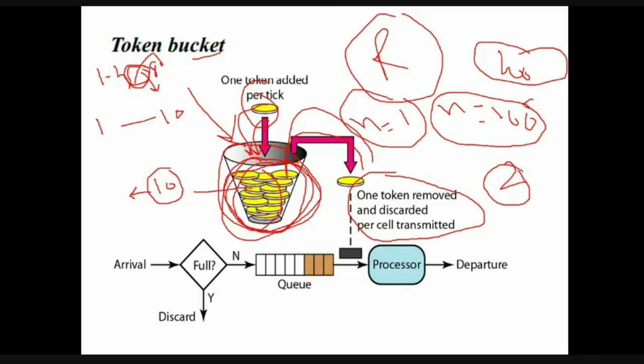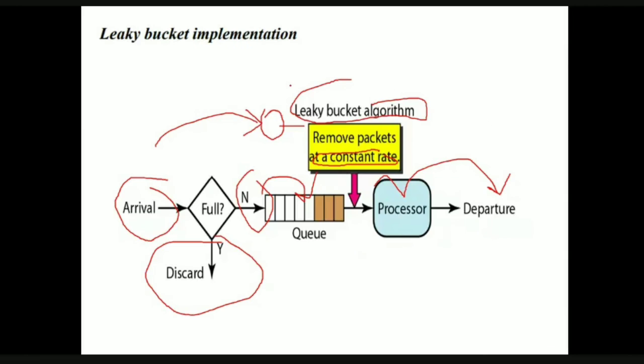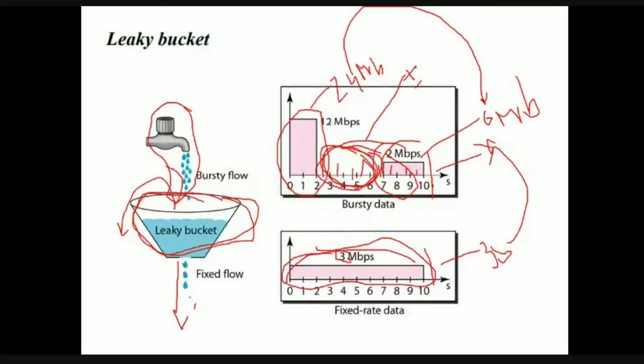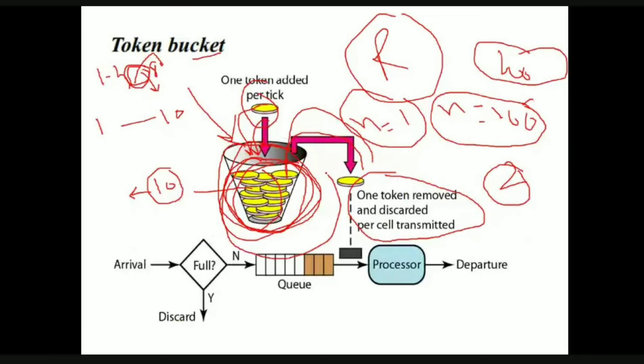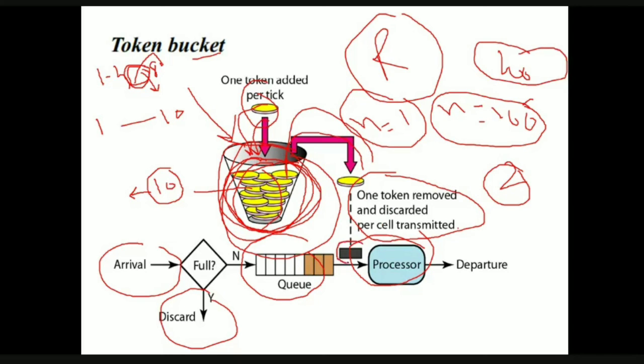So in this manner, the host can send bursty data. In the leaky bucket algorithm, the host cannot send bursty data. But here, as long as the tokens are available, that is, as long as the bucket is not empty, the host can send bursty data also. Again, if you see, the packets arrive. If the queue is full, obviously it will discard. If it is not full, then it is processed. So how is it processed? One token will be removed at a time, and for each and every byte sent, one token will be removed.